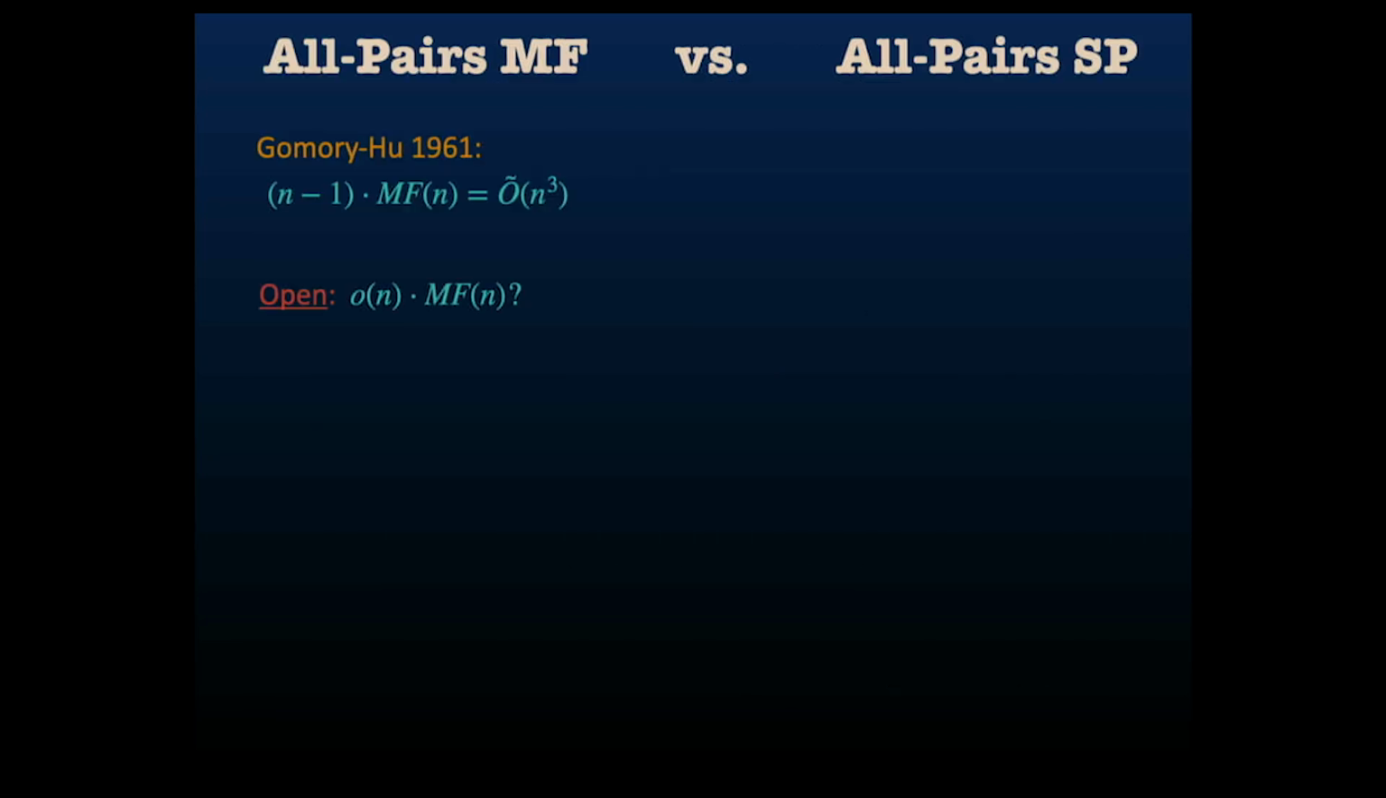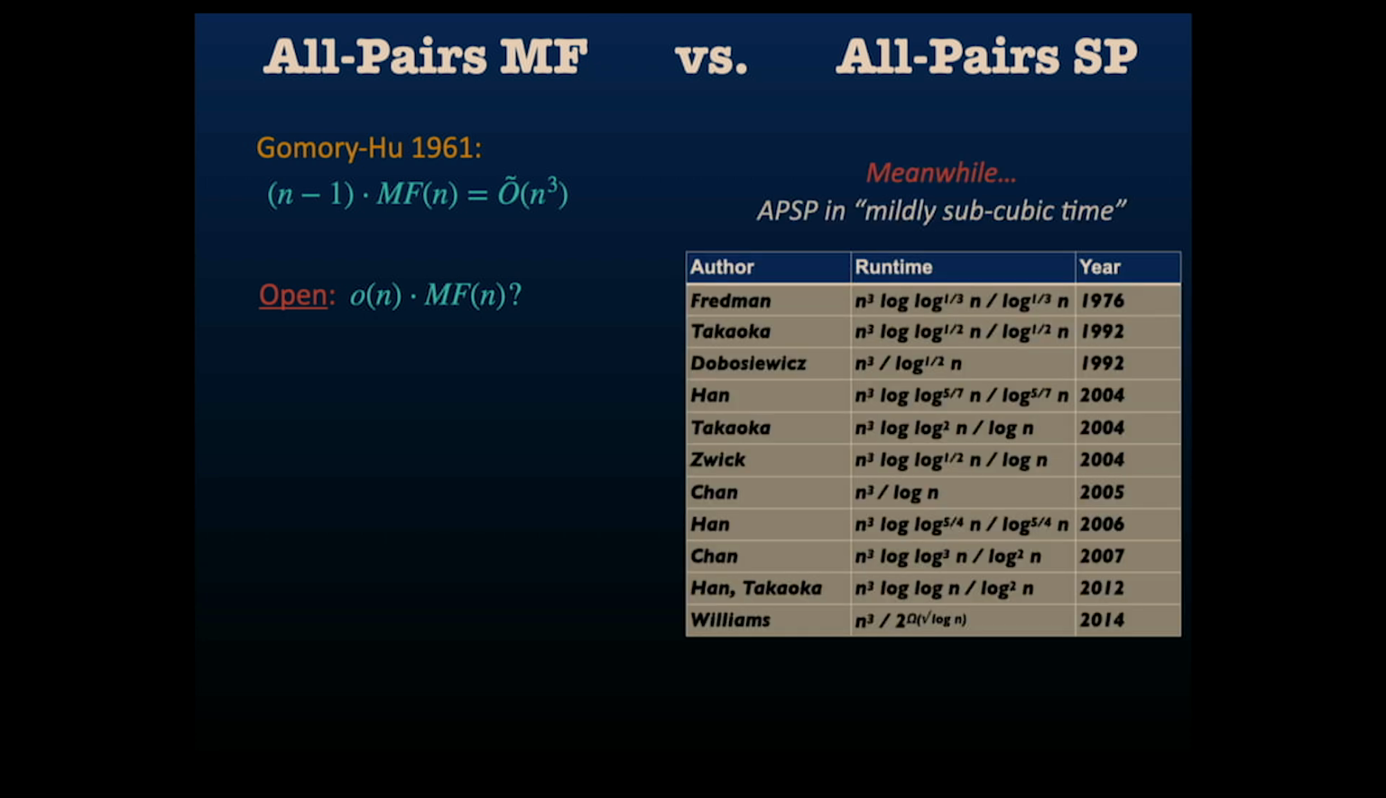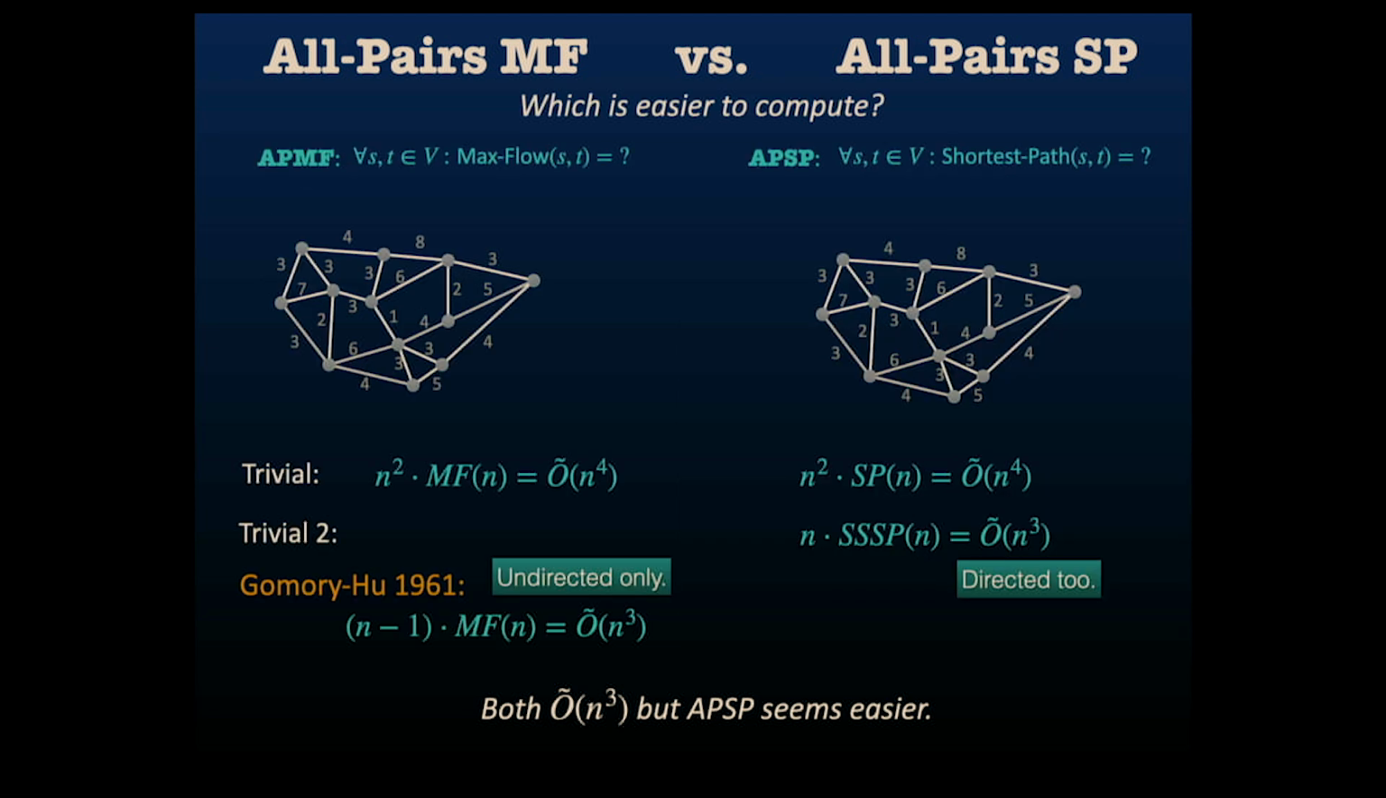So yeah, algorithmically, we didn't know how to do anything better than their result. And meanwhile, for APSP, we've seen this list of shaving logs and so on. Things looked like they were improving. So again, algorithmically, it's not clear which of the two is easier. But then maybe we had some reason to think that if one of them was going to be subcubic, maybe it's APSP. Okay. So back to the comparison, okay, so both n cubed.